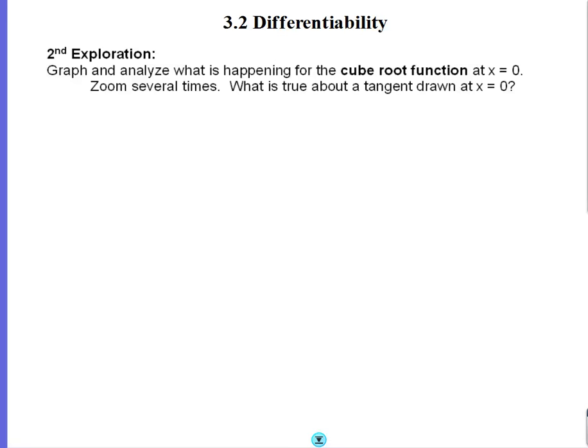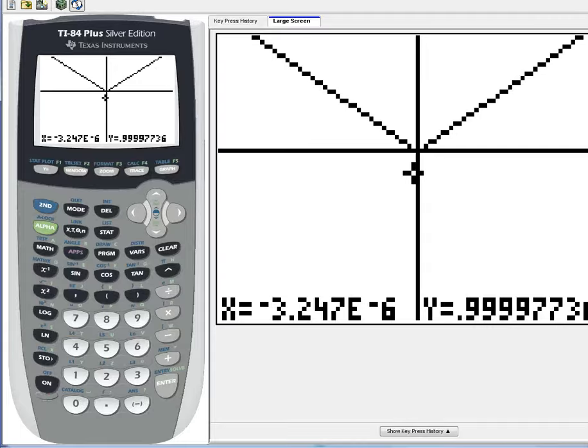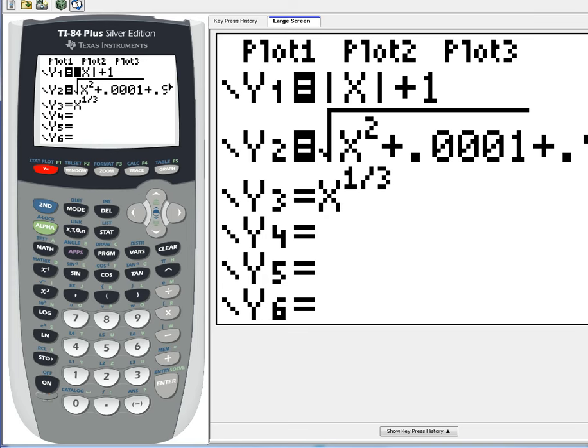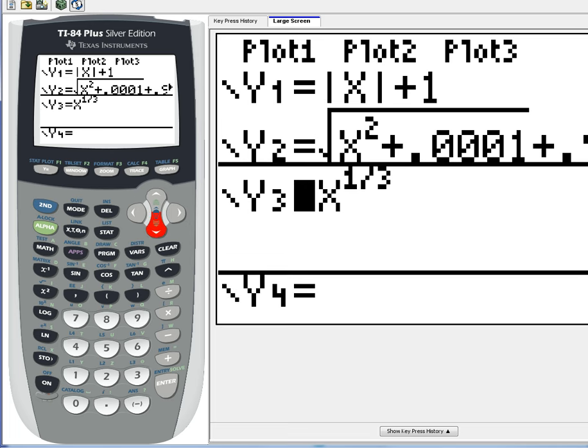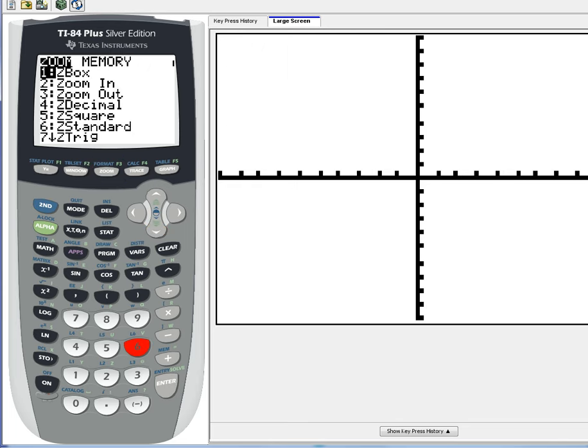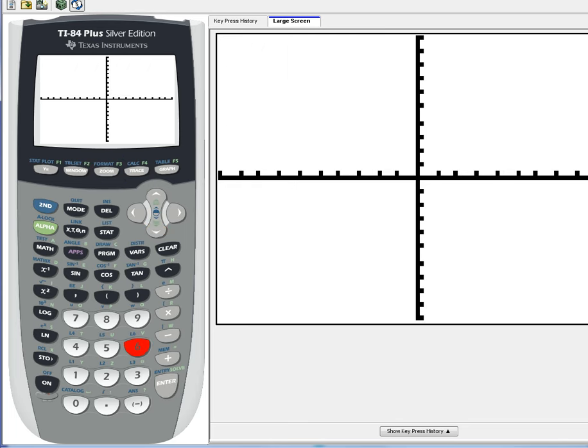So I'm going to go ahead and get my calculator back out, and I'm going to go to y equals. Notice the cube root of x when I do that. Okay, cube root of x. That's x to the 1/3 power. Hopefully you remember that, from the summer packet. So here we go. I want to zoom 6 because I want to get back to my standard so I can take a look at what's happening first.